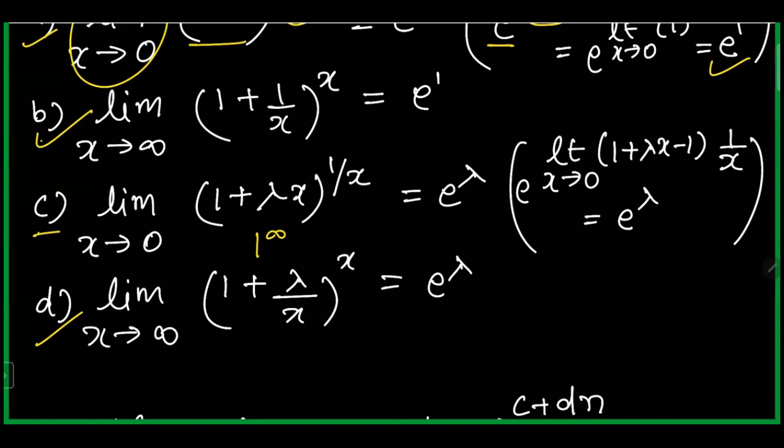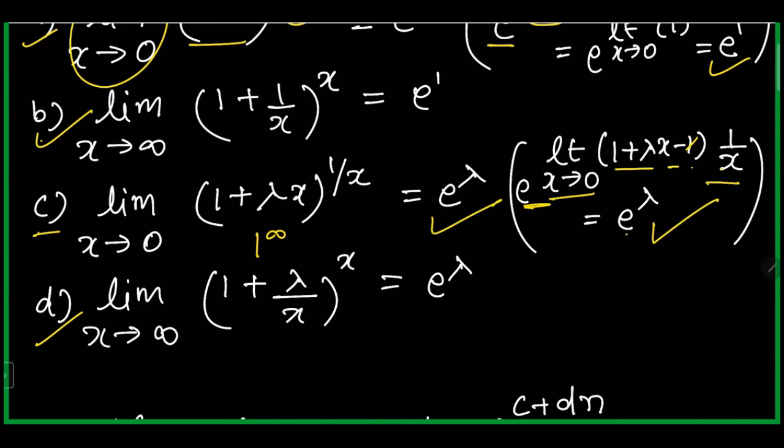So how I can do is e raised to power limit. Whatever is inside the bracket, I will write as such and I will subtract 1. And whatever is in the power, I will write here. So you can actually check 1 and 1 will cancel. Lambda x by 1 by x will be e raised to power lambda. So your answer will be e raised to power lambda.